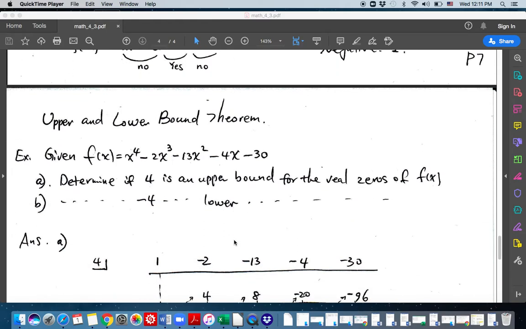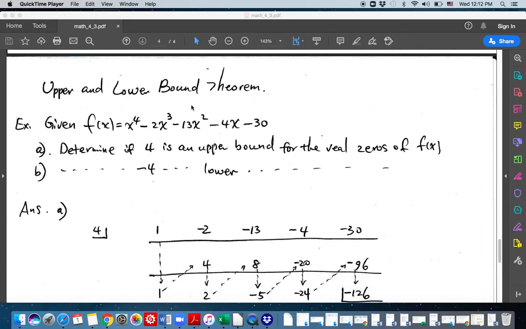So the next thing I'm going to show you is the upper and lower bound theorem. So what do we mean by the upper bound for the real zeros of a polynomial? An upper bound is a number such that all real zeros of your polynomial are going to be less than or equal to it. And the lower bound is going to be a number such that all real zeros of the polynomial are going to be greater than or equal to it.